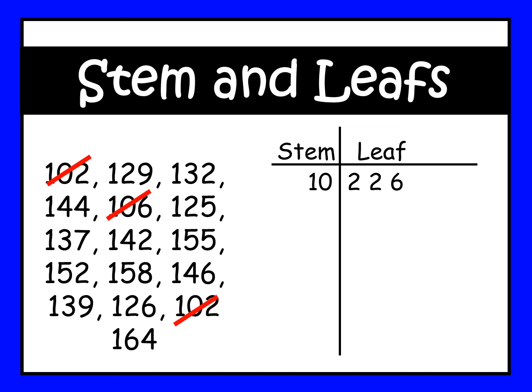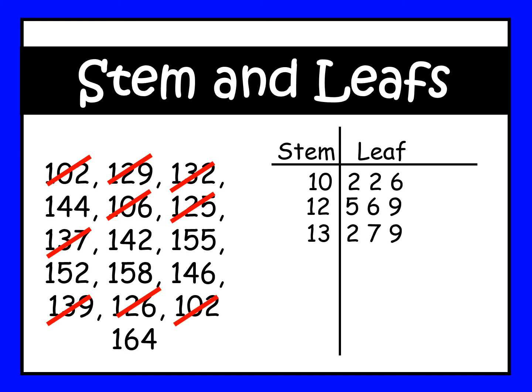102, 102, and 106. Let's see, my other smallest numbers are in the 120s. So I have 129, 125, 126. And I think that's all the 120s I have. 125, 126, 129. 130s now: 132, 137, 139. I'm going to take these and put them in my stem and leaf.